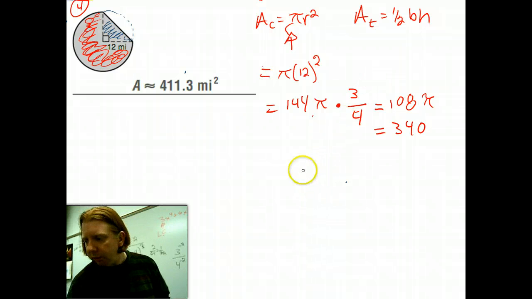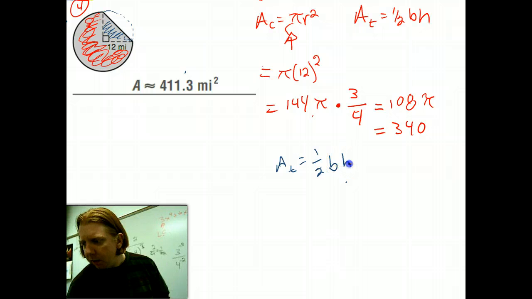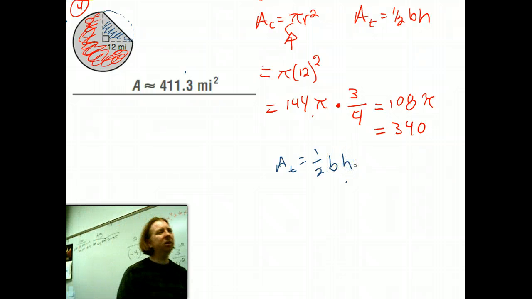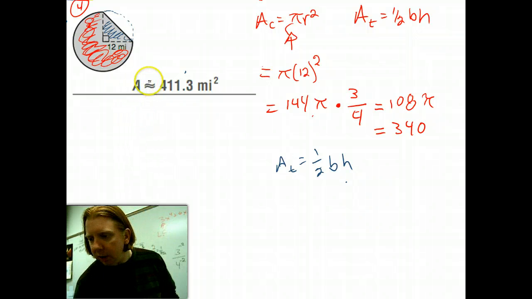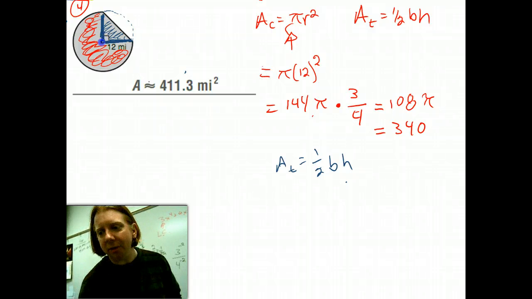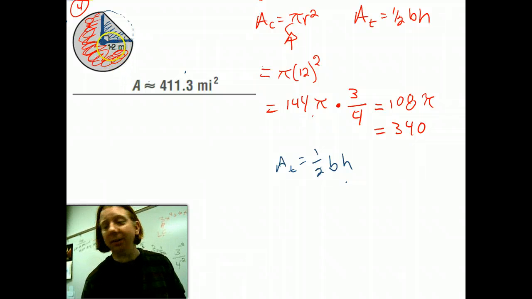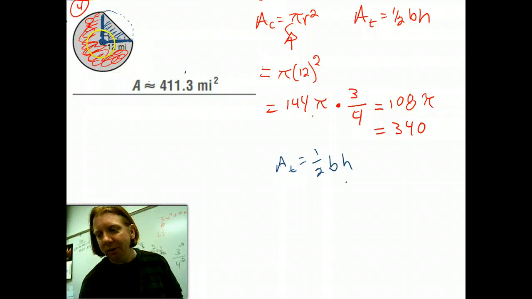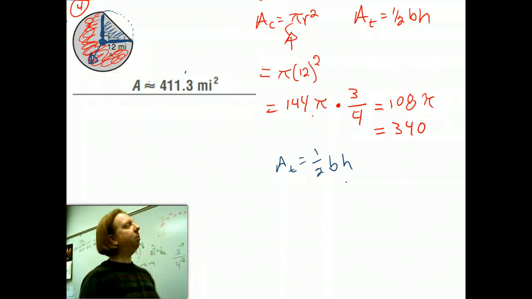So area of a triangle we said was half base height, right? Do I have both of those for this triangle? I've got this one measurement here, which is 12. That's also 12? Why? You're convinced they're the same. Why are those the same? Because it's radius. Yeah, radius is the same all the way around the circle. So this measurement is 12 at all points.